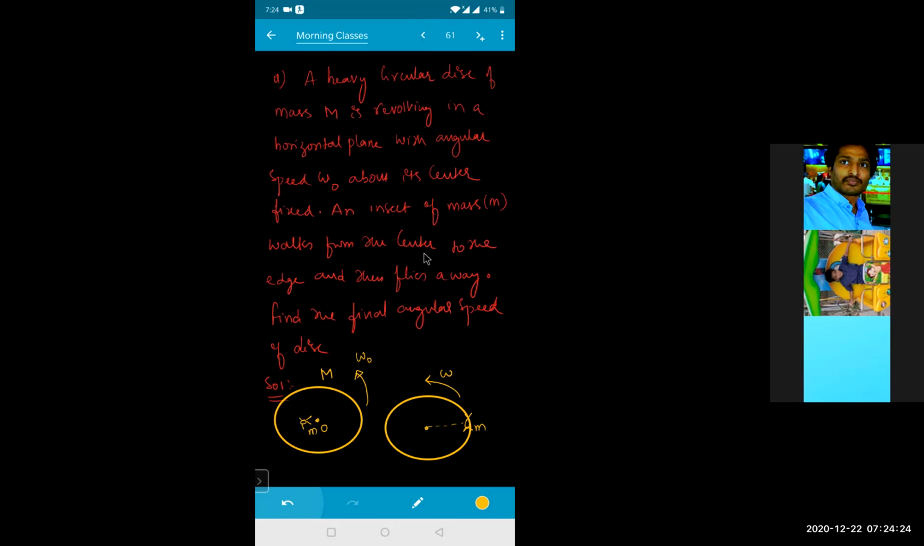An insect of mass m walks from the center to the edge of the disk and then flies away. Then find the angular speed of the disk. Let the final angular speed be omega.